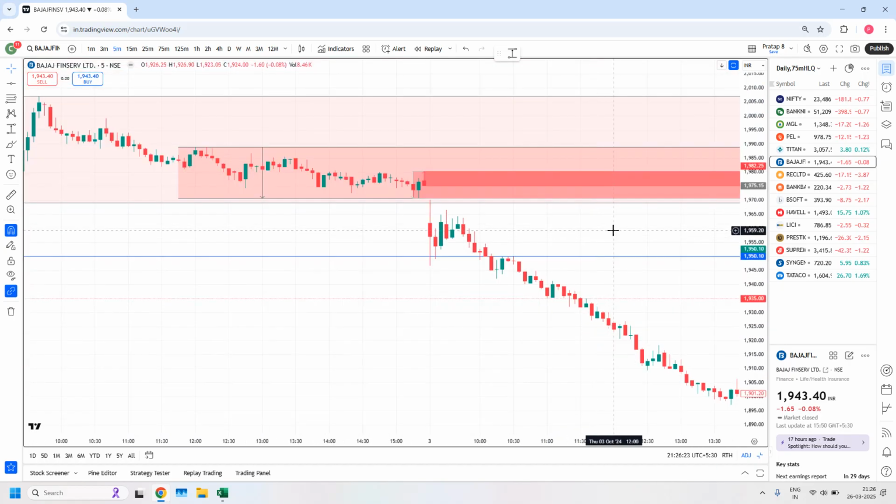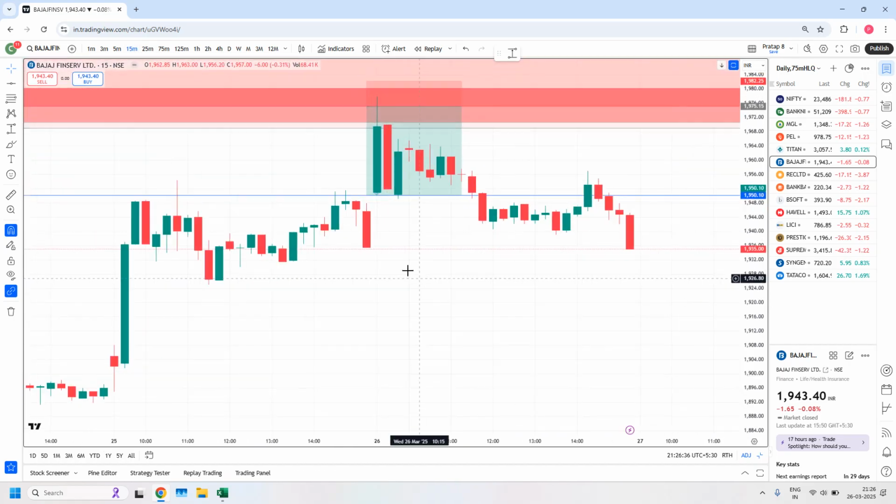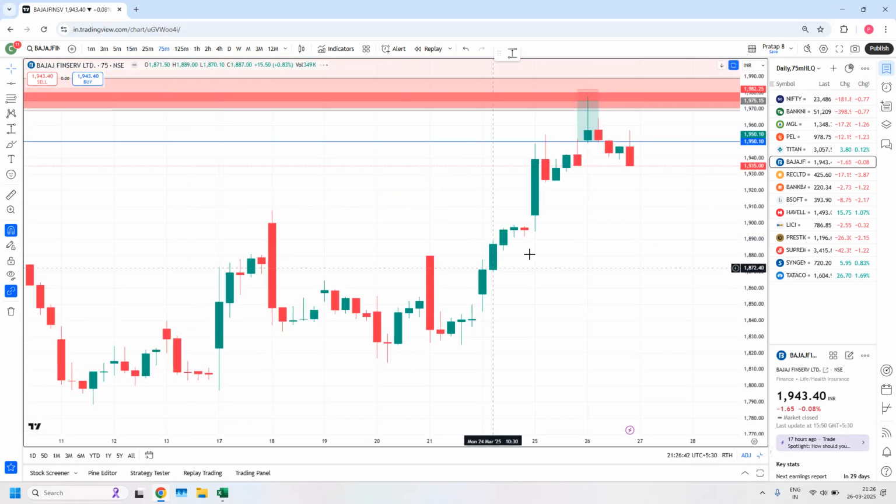See what happened today? Prices entered into the zone. And here you have a gap area. Actually, the 15-minute structure is also not good. See here, this is a rally based drop. We want a rally candle, right? But go to 75, you will get clarity.